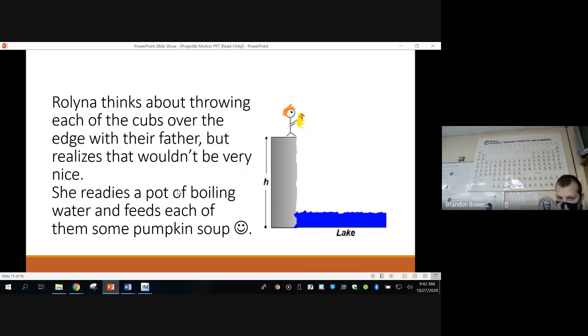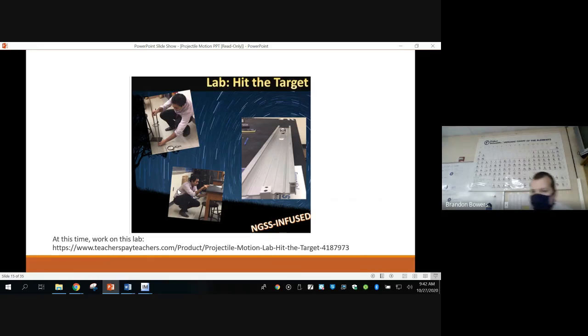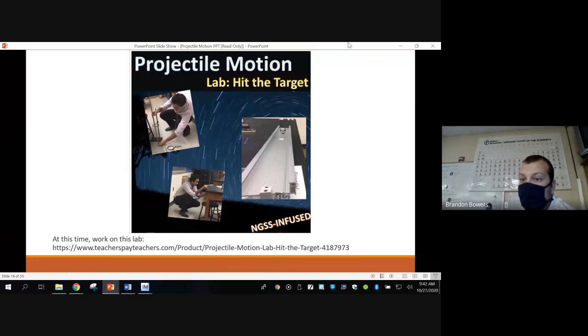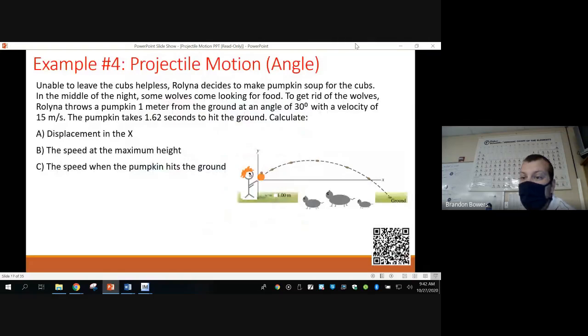Gotta be ready. All right, and that is the intro to what we're gonna do tomorrow. No, we can still hit Rolina. There's Rolina right there. So we are done for the day.